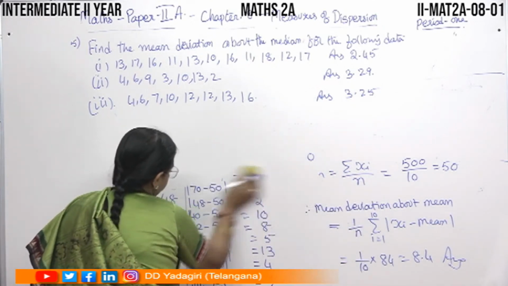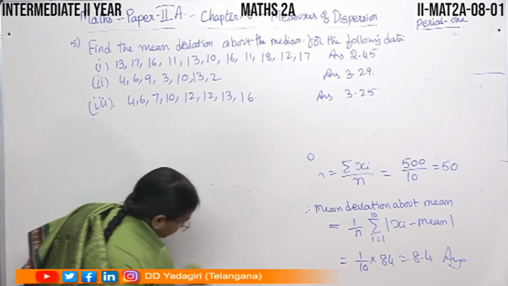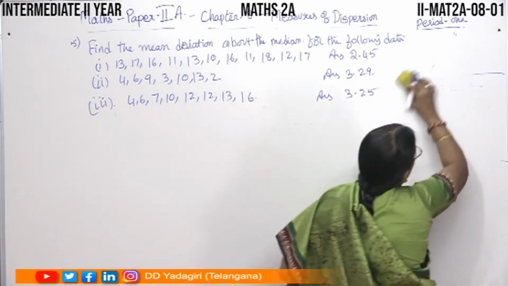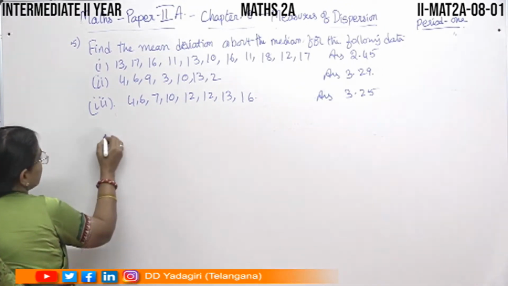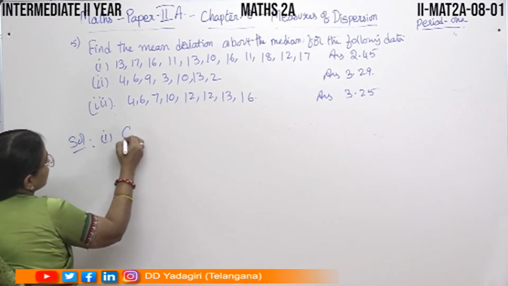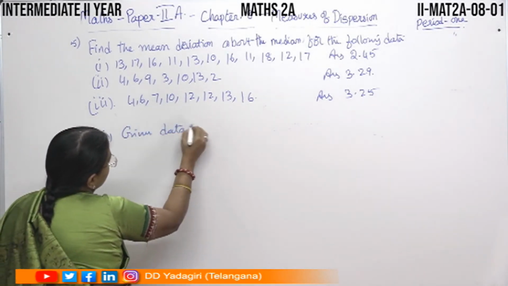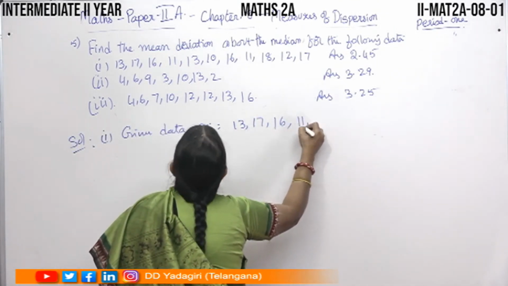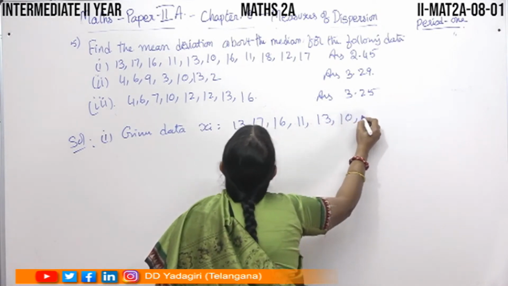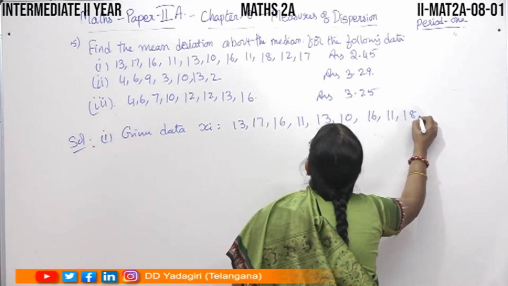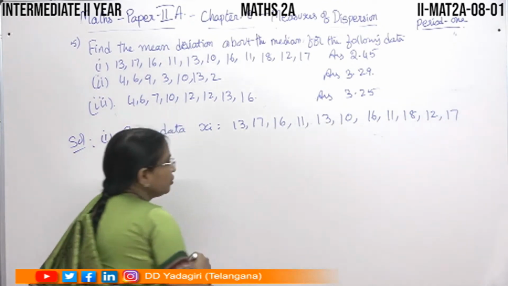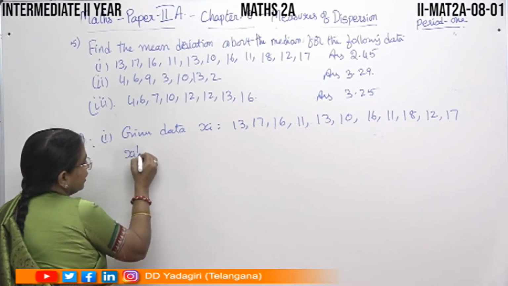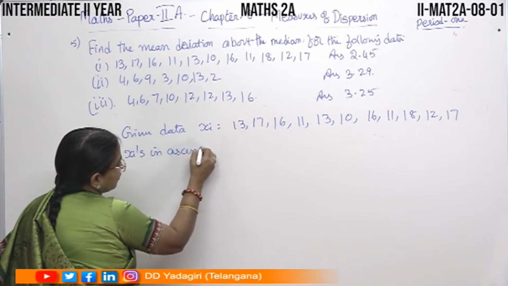Now we'll do the first bit. Okay, first bit solution. So what is the given data? Given data, the xi's are 13, 17, 16, 11, 13, 10, 16, 11, 18, 12 and then 17. Now to find the median you must write them in ascending order.